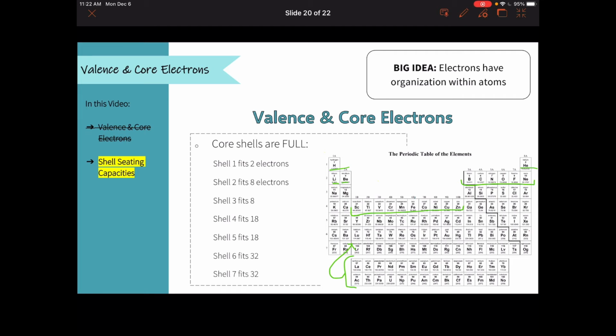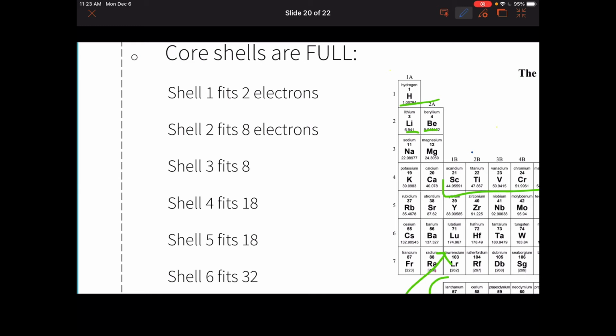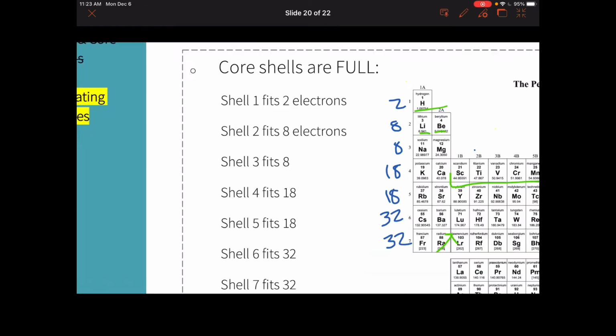You can just remember this or reference back to 8, 8, 18, 18, 32, 32. But I recommend that you write it in on your periodic table. So right next to the row numbers, I like to just write in those electron numbers. So again, 2, 8, 8, 18, 18, 32, and 32. That's a nice clue for myself.